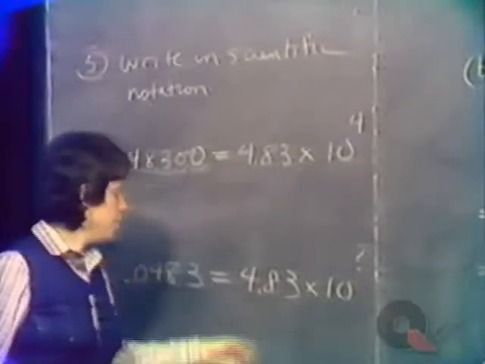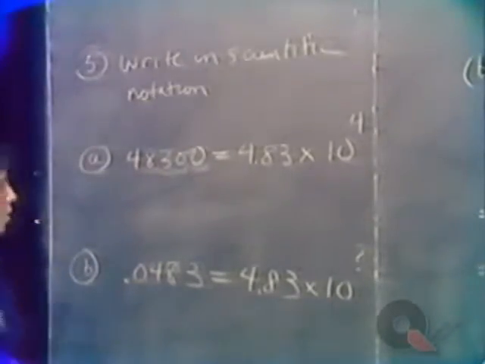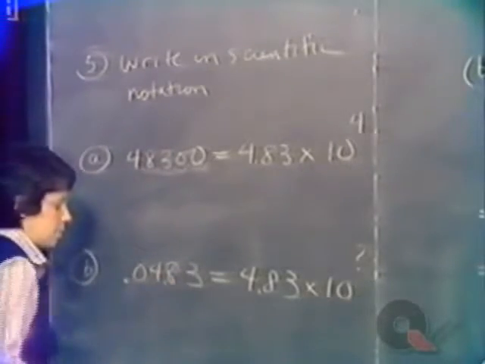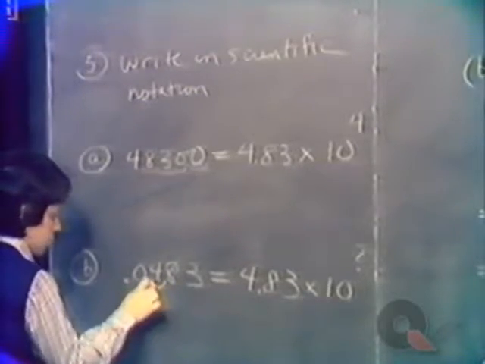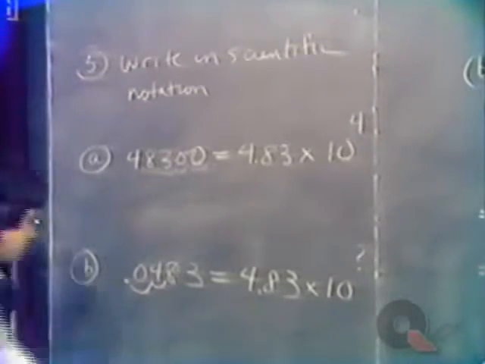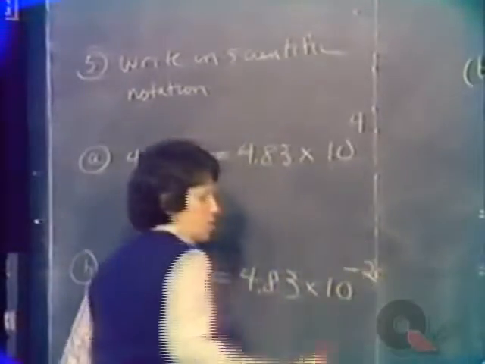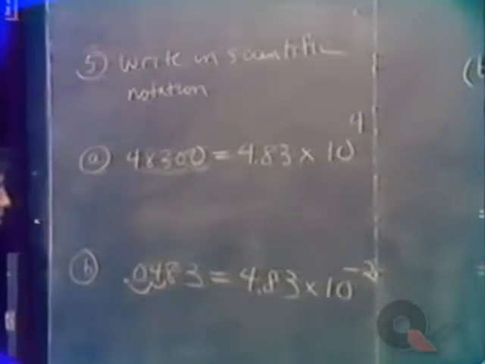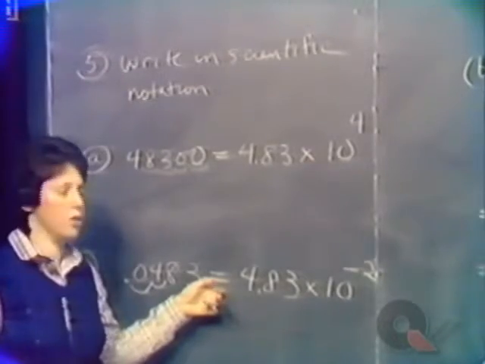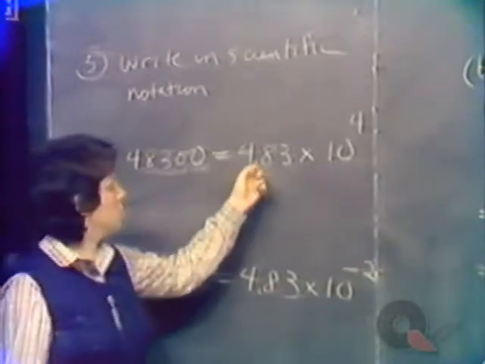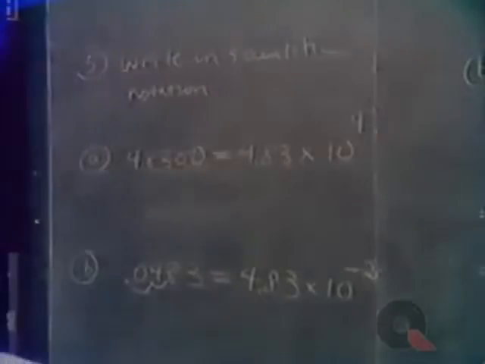Down over here, 4.83 times 10 to what power to get 0.0483? Well, 4.83 would look like so. And we would like, really, to have 0.0483. So we'd have to move the decimal once, twice to the left. If you move the decimal to the left, that makes it a negative, and twice, so 10 to the minus 2 power. 4.83 times 10 to the minus 2, the decimal goes 2 places to the left, giving you 0.0483. Here the decimal goes 1, 2, 3, 4 places to the right, giving you 48,300.